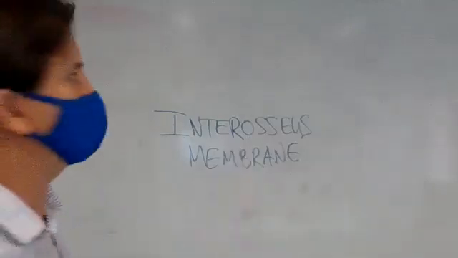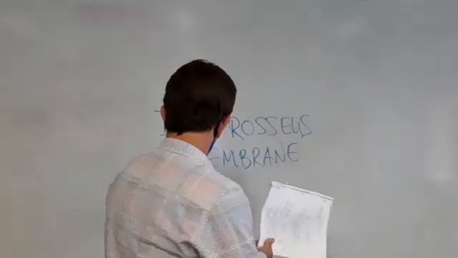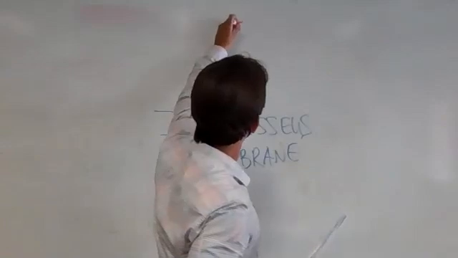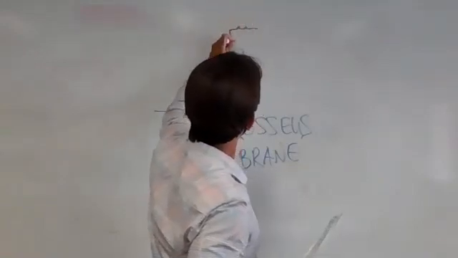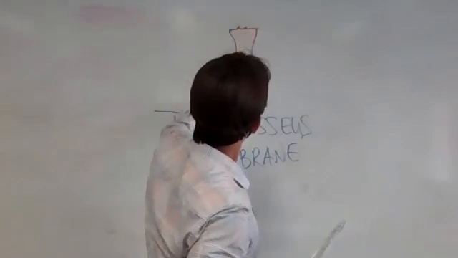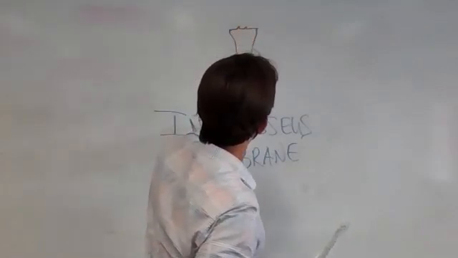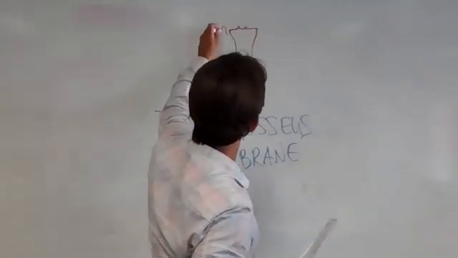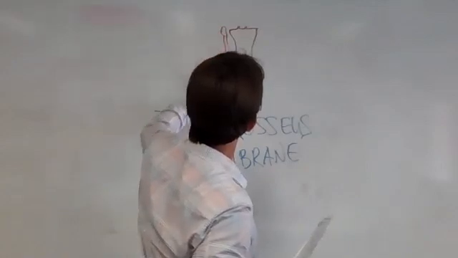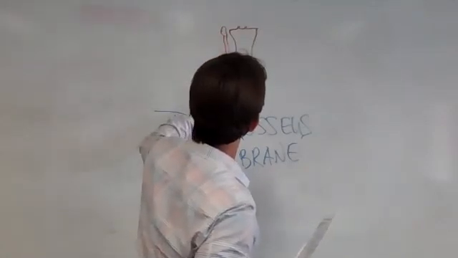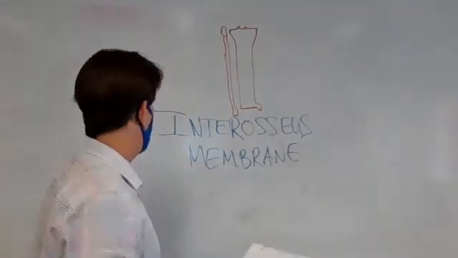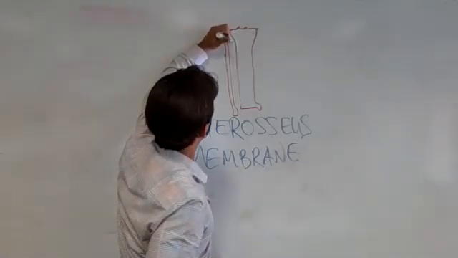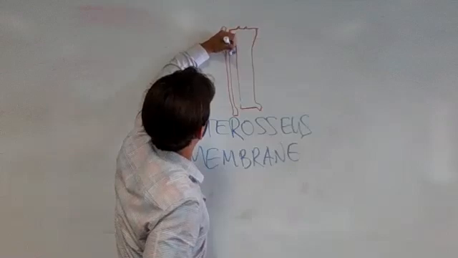And quickly, what the interosseous membrane is: this is the tibia, here's the fibula, and then you have this ligament that connects the tibia and fibula together.